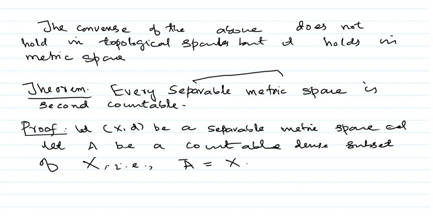Okay. So let's define this A precisely, because we can enumerate its points. So let's write it as A1, A2, A3. It's a countable set. Okay. Let's take A as equal to this set.